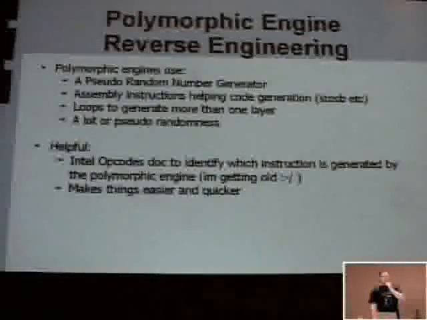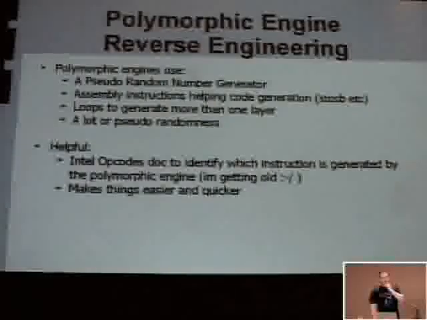Now, if you want to analyze a polymorphic engine, there are a few things you have to know before you start. Polymorphic engines use a pseudo-random number generator because they want some randomness. Most virus writers are very lazy, so you usually see the same kind of code. There are some MOV instructions to generate a byte, a word or a dword, followed by a store instruction. A lot of polymorphic engines use this kind of thing. Then you have loops to generate more than one layer.